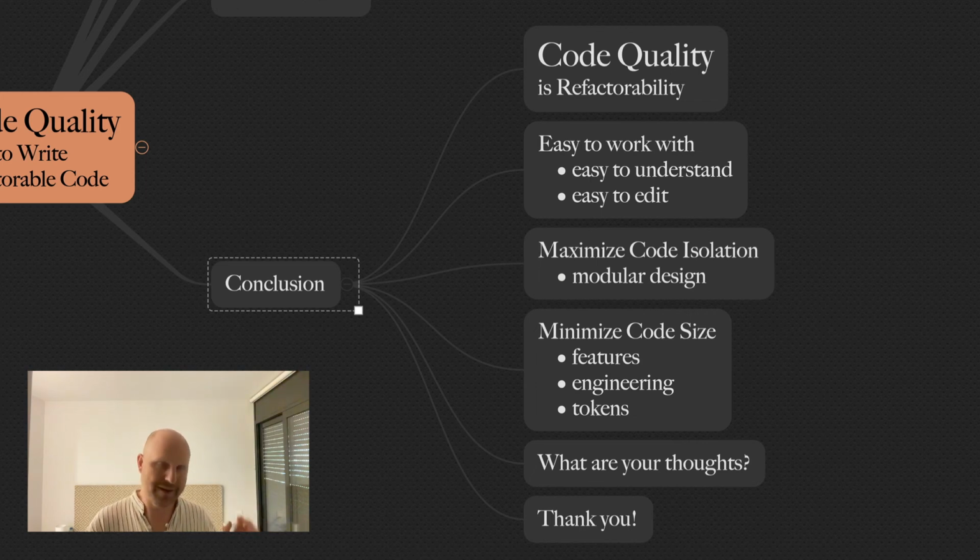It's a very deep and important topic we're going to get into later. Much like the other things I've touched on, it is a path of mastery that you can always get better at. And second, minimizing your code size, both at the product level in terms of features, at the architectural level in terms of engineering, and at the tactical level in terms of the number of tokens it takes to implement your solution.